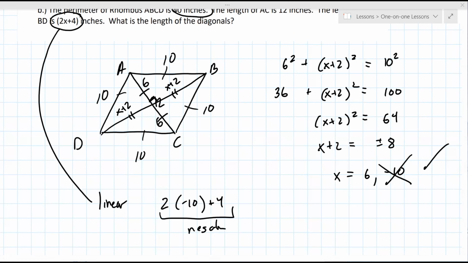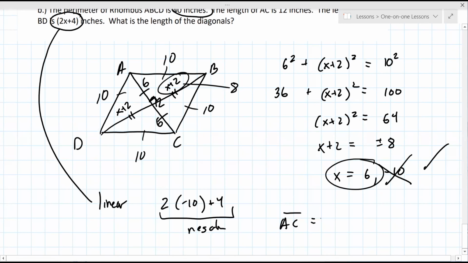Okay. So now that you have x as being 6, you can find the length of the diagonals. This one ends up being 8 plus 8, so 16. Yeah, so AC is 12. We already knew that. BD is 16.